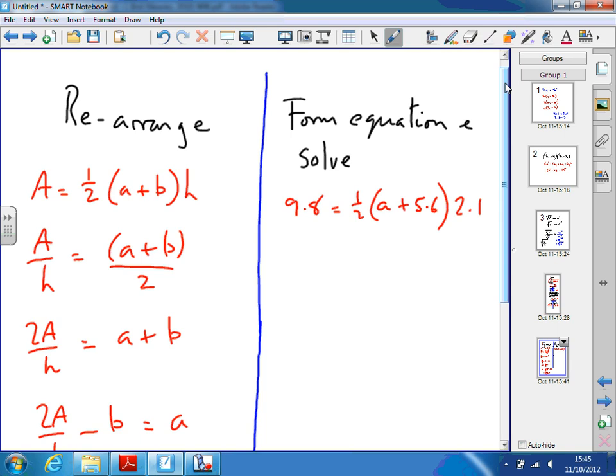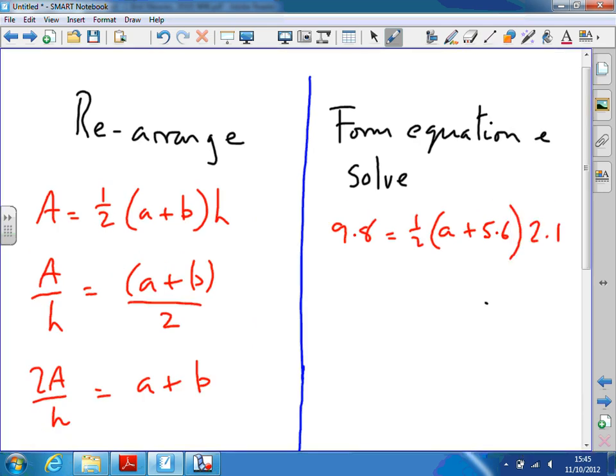So what I might do here is divide both sides by 2.1. So divide this side by 2.1, that disappears. Divide the other side by 2.1. What's 9.8 divided by 2.1? 4.6 equals a half a plus 5.6. What might you suggest we do now?